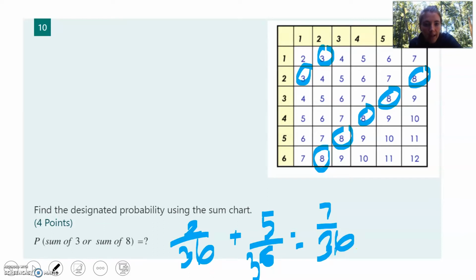And there's no overlap. Those are mutually exclusive. You can't be a 3 and an 8 at the same time, so there's nothing to subtract. So 7 out of 36 would be your final answer.